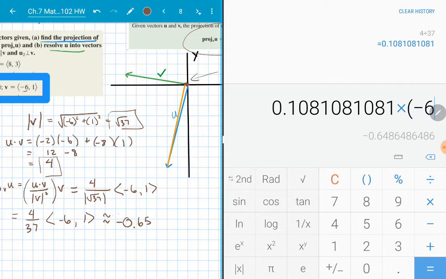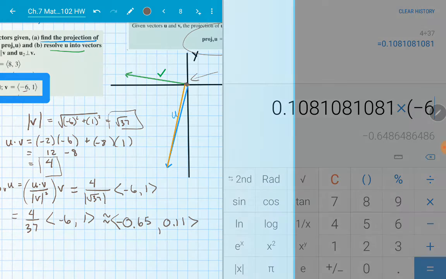6.5. And for the vertical component, that's actually just 1, so that's easy. So that was our original 0.1, the number from the top of the calculator. 4 divided by 37, so that's 0.11. So like I said, very small numbers.